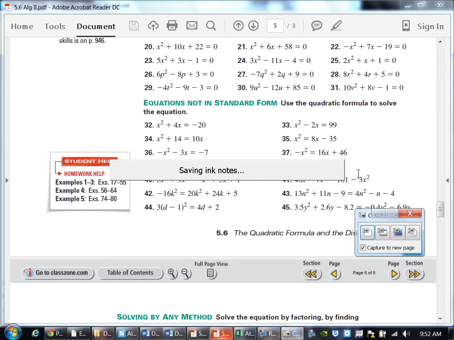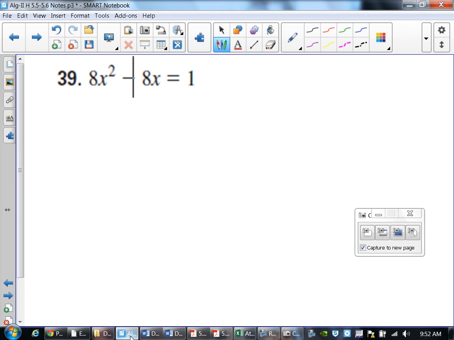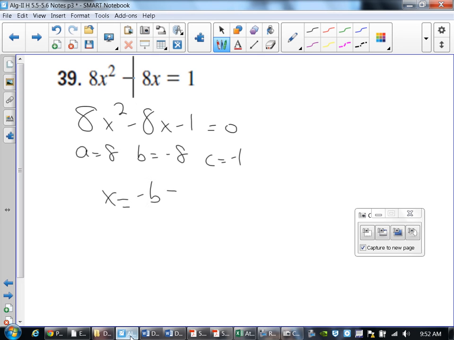Use the quadratic formula to solve the equation. So this is 8x squared minus 8x minus 1 is 0. When it's asking you to use the quadratic formula, my suggestion is to write down the a, b, and c. And then we sing our song. x equals negative b plus or minus square root b squared minus 4ac all over 2a.